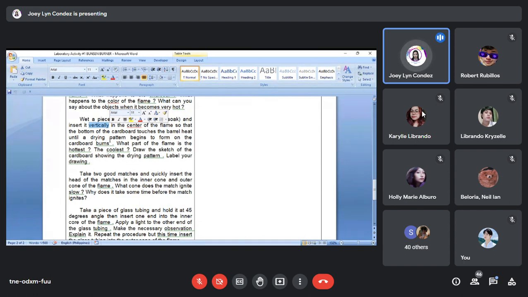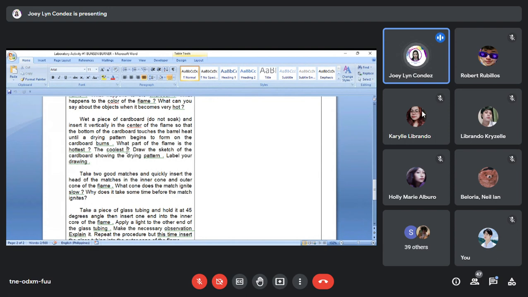Okay? Now, once you put the wet cardboard in the flame, there is a pattern that you will see. That's a dry pattern, and the other is called the wet pattern. Okay? So, with that observation, you can answer the following questions. What part of the flame is the hottest? The inner cone of the flame or the outer cone of the flame? What part of the flame is the coolest? The inner cone or the outer cone?